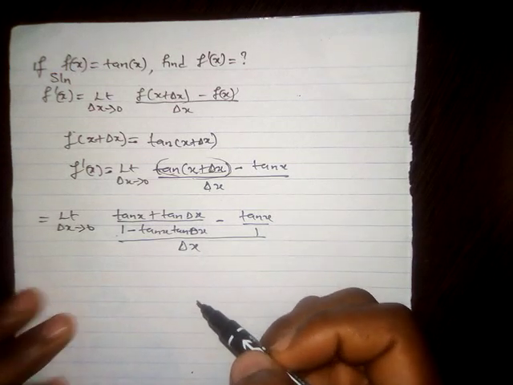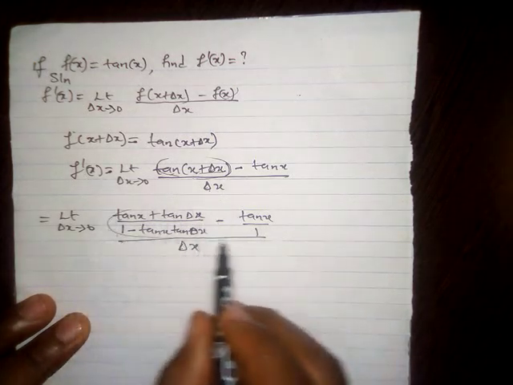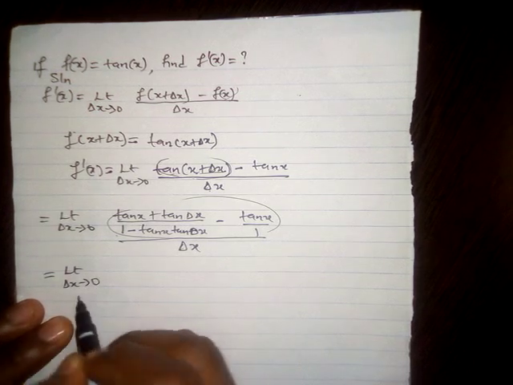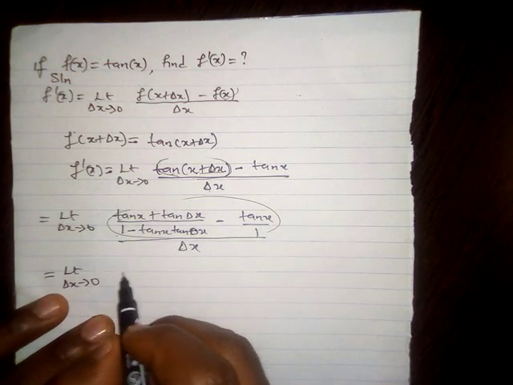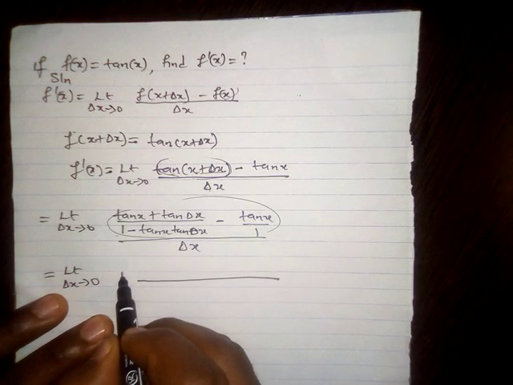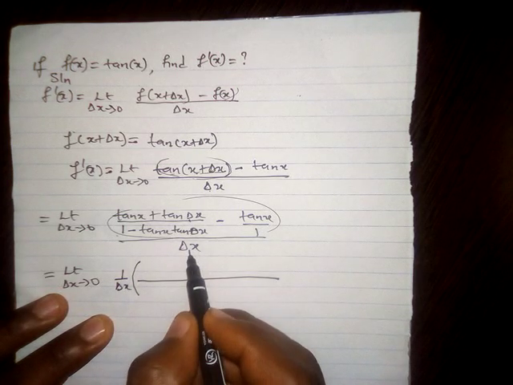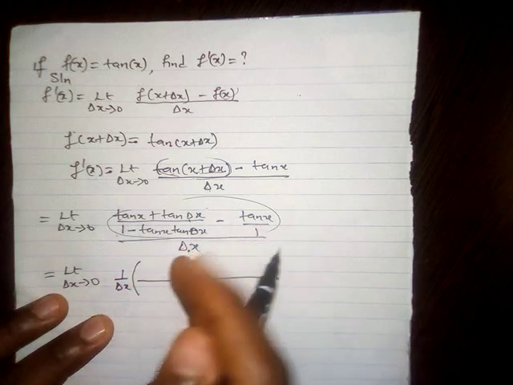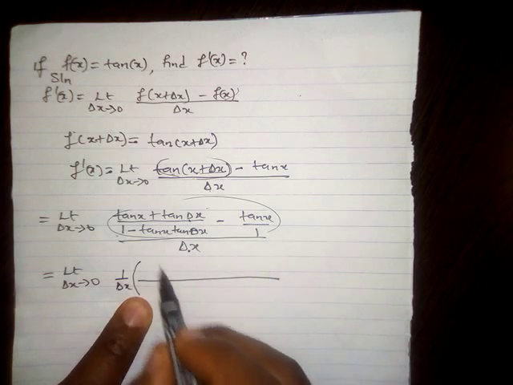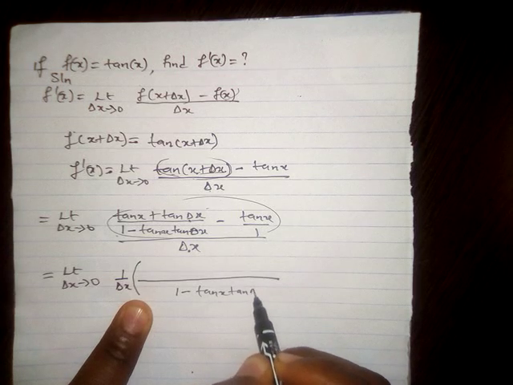Okay, so what happens next is we simplify this. Now, simplifying this, I have to simplify this one. So this is equal to the limit as change in x approaches 0. Now let me simplify this. Let me take this as 1 over change in x multiplying, because this is this over this, so it's the same thing as saying this times 1 over this. So I'll take 1 over change in x times, now simplifying this, the LCM of this and this is 1 minus tan x tan change in x.